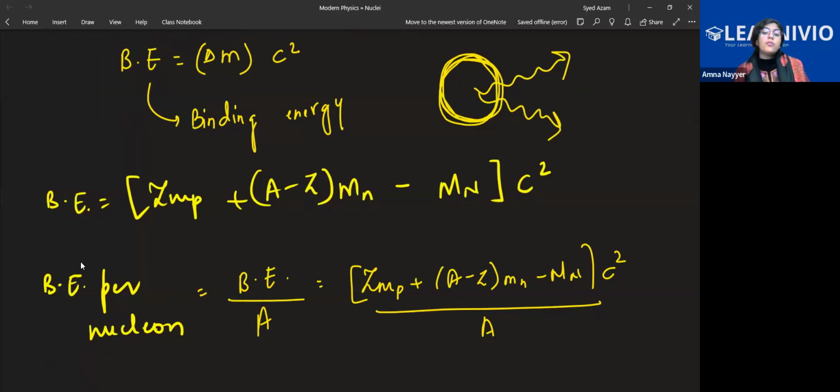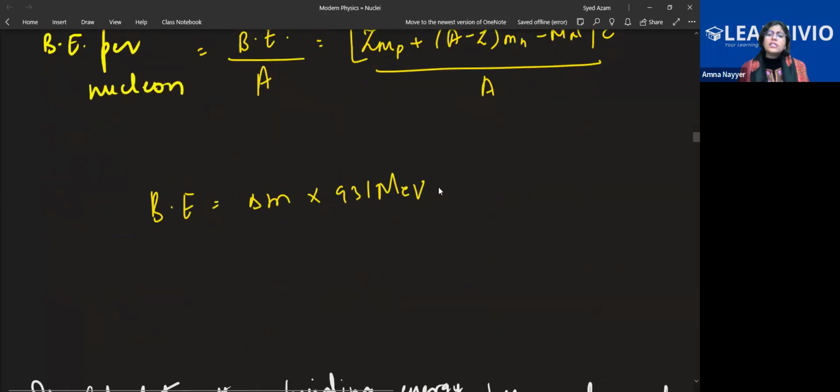Now, what if I want it for each and every nucleon? So I'll say binding energy per nucleon. Now, there's a formula for it. When you multiply it with c square, that is the square of speed of light, you'll get the answer in joules. If you multiply it with 931, you'll get the answer in mega electron volts. Usually you can leave your answer in electron volt also, as electron volt is a standardized unit. So delta M into 931 is also used as the unit.